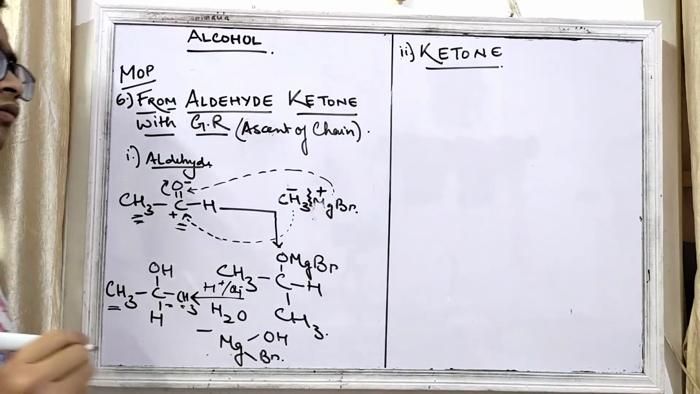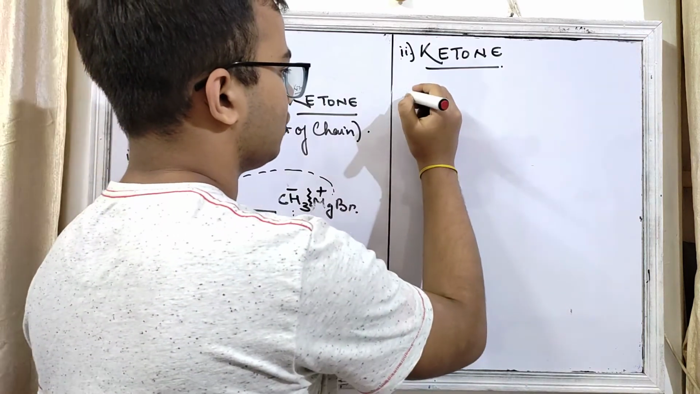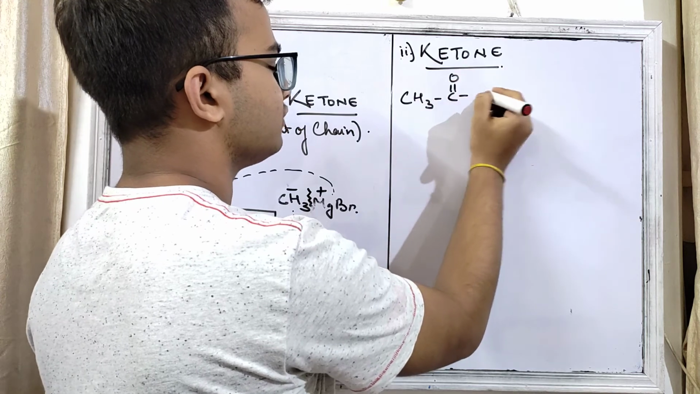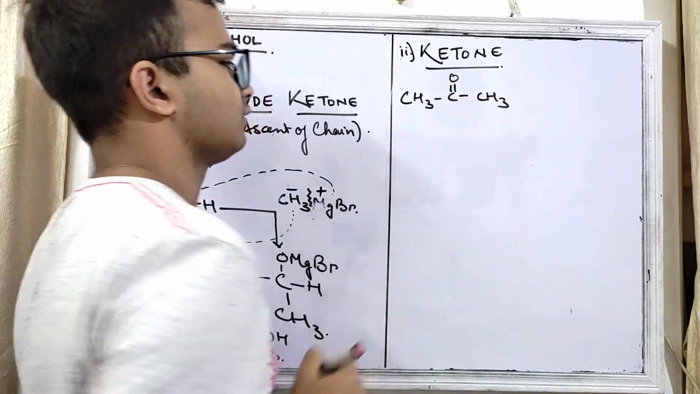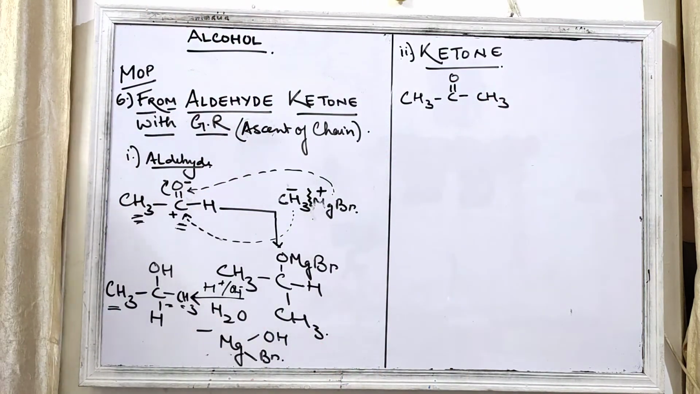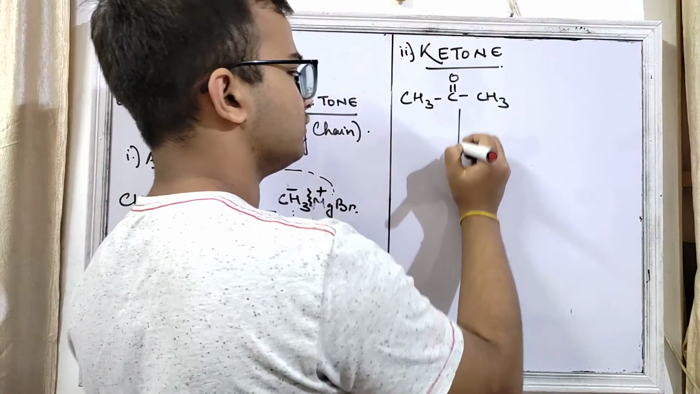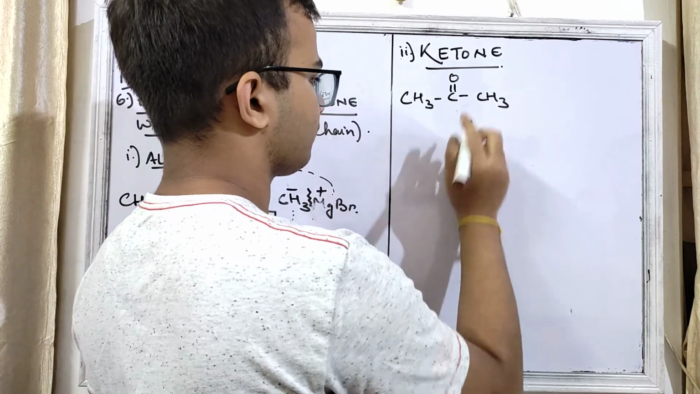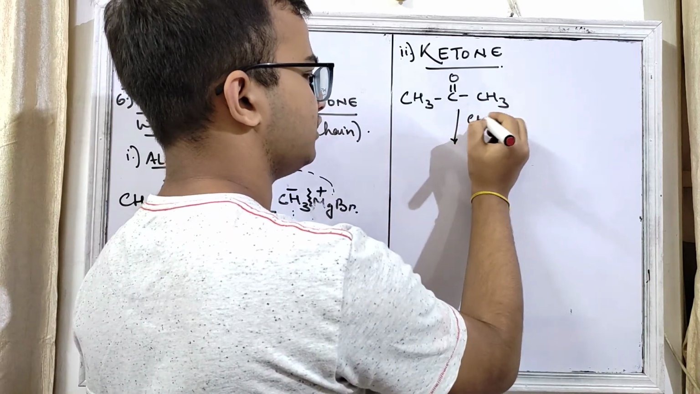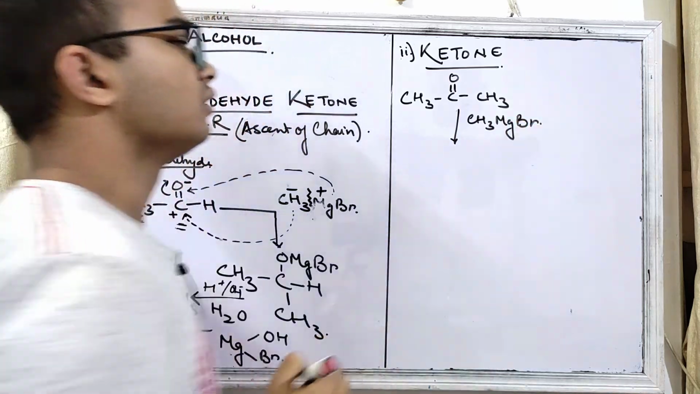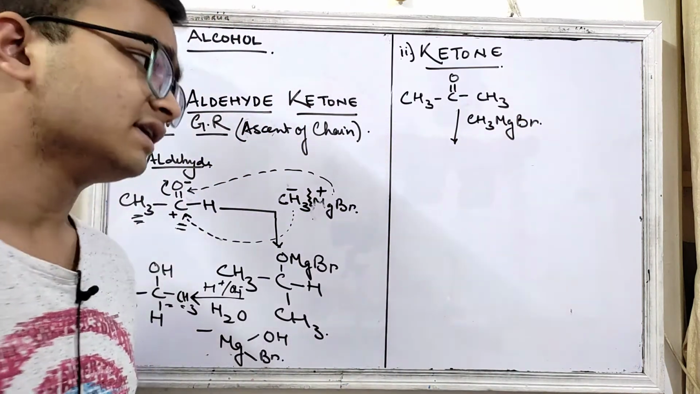Let's take propanone, CH3 C double bonded O, single bonded CH3, right? This is a ketone, this is called propanone. We will treat it with CH3MgBr, right? The bond will break in a similar fashion.